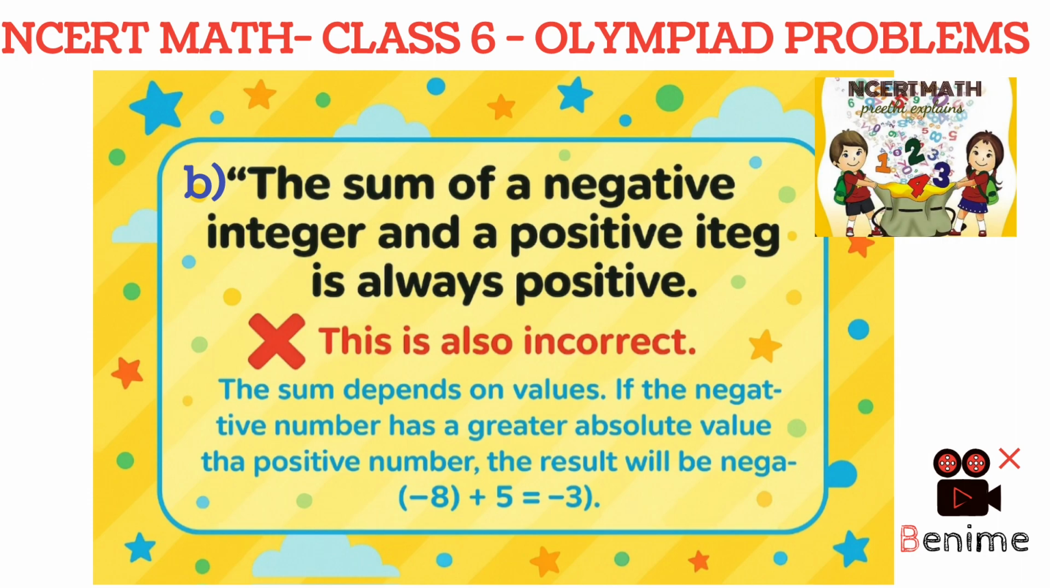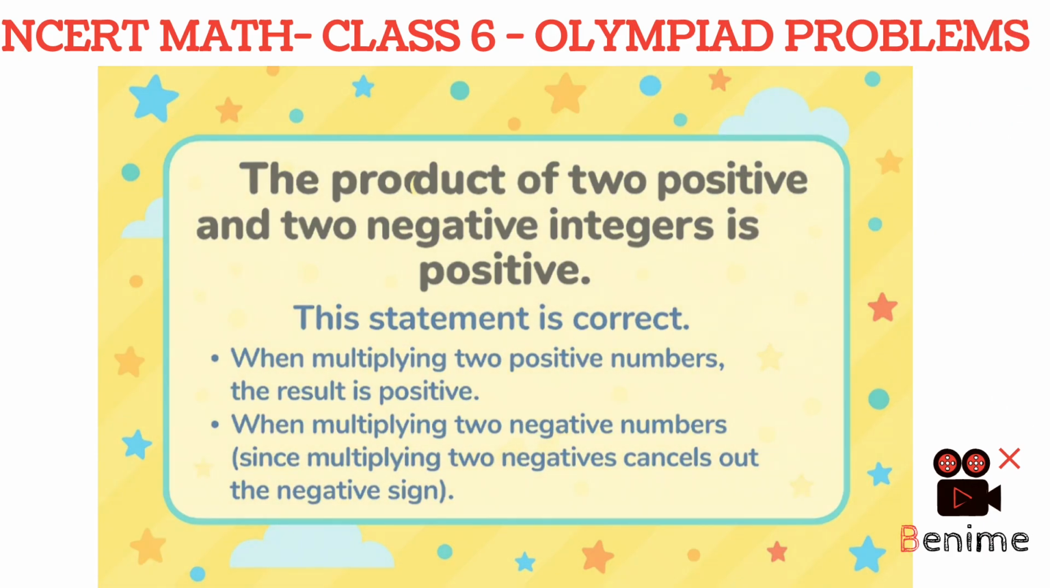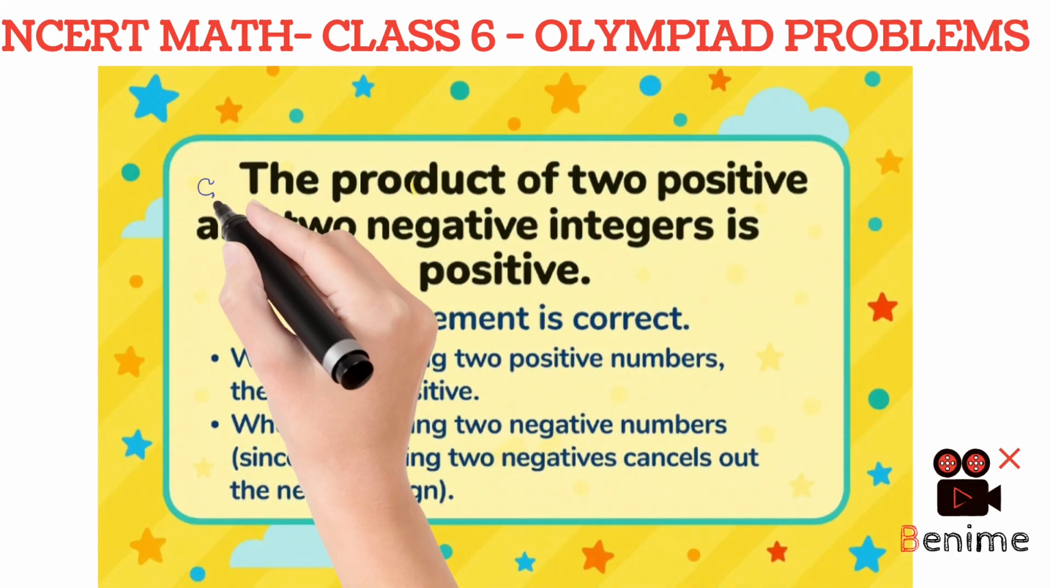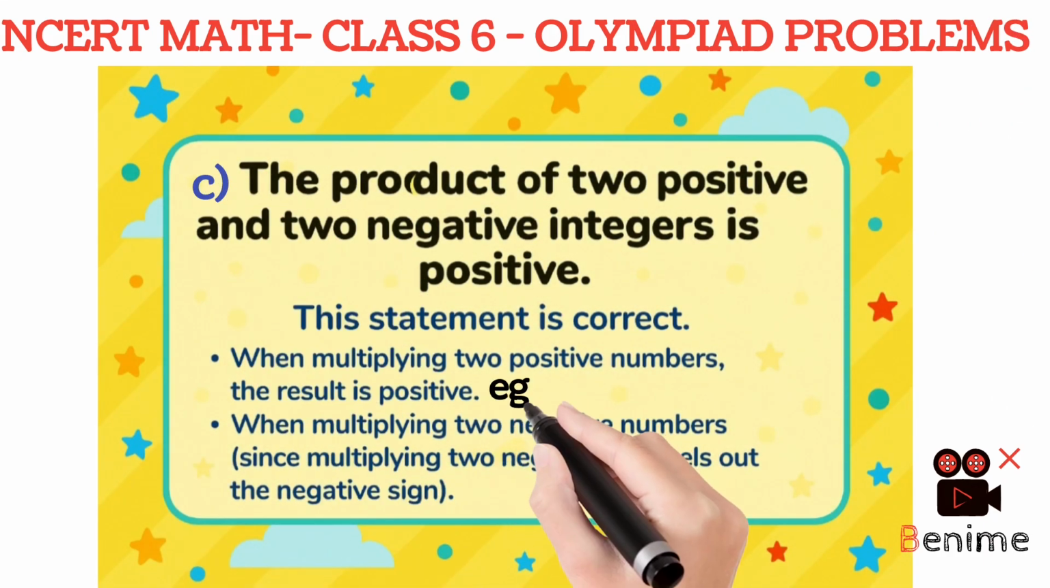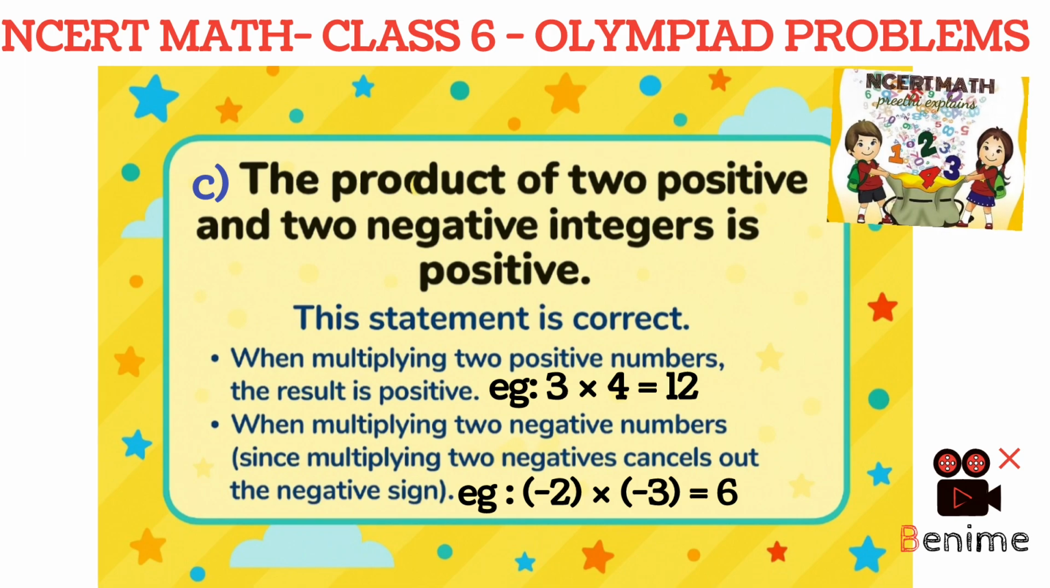The statement is: the product of two positive and two negative integers is positive. So let me explain this. When multiplying two positive numbers, the result is positive. When multiplying two negative numbers, the result will be positive because the minus signs cancel out. So the product is positive. The statement is absolutely correct.